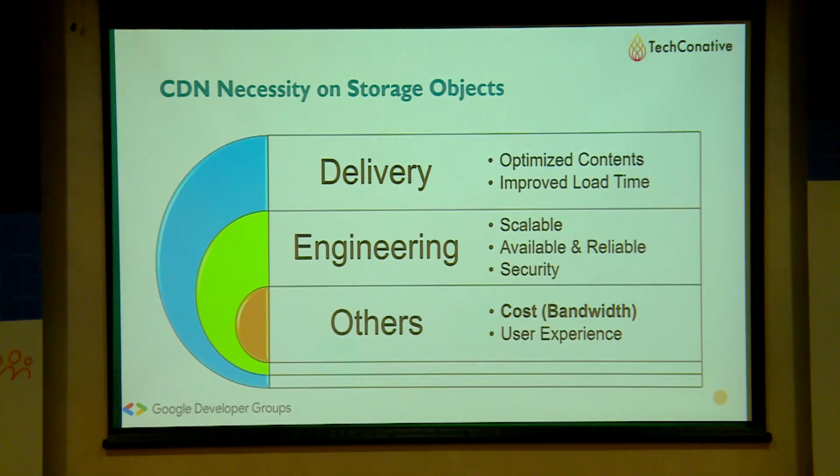So the next thing is what the necessity is for the storage objects. Through the cloud storage object, my delivery is optimized and I get an improved load time. On the engineering side, these storage objects are scalable, availability and reliability are ensured, and they are also secured. No one can upload data to the storage buckets because I have set my fine-grained access control appropriately. Other things are that it is cost effective and the user experience is seamless.